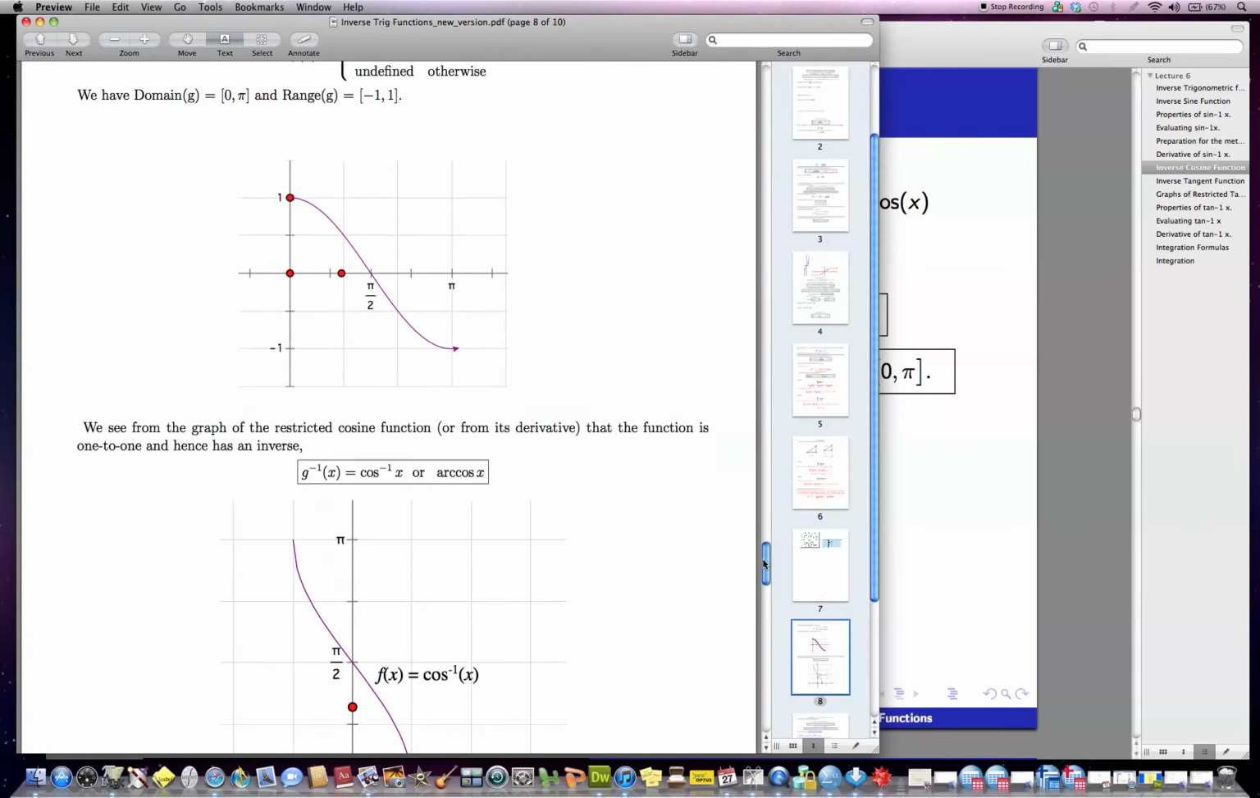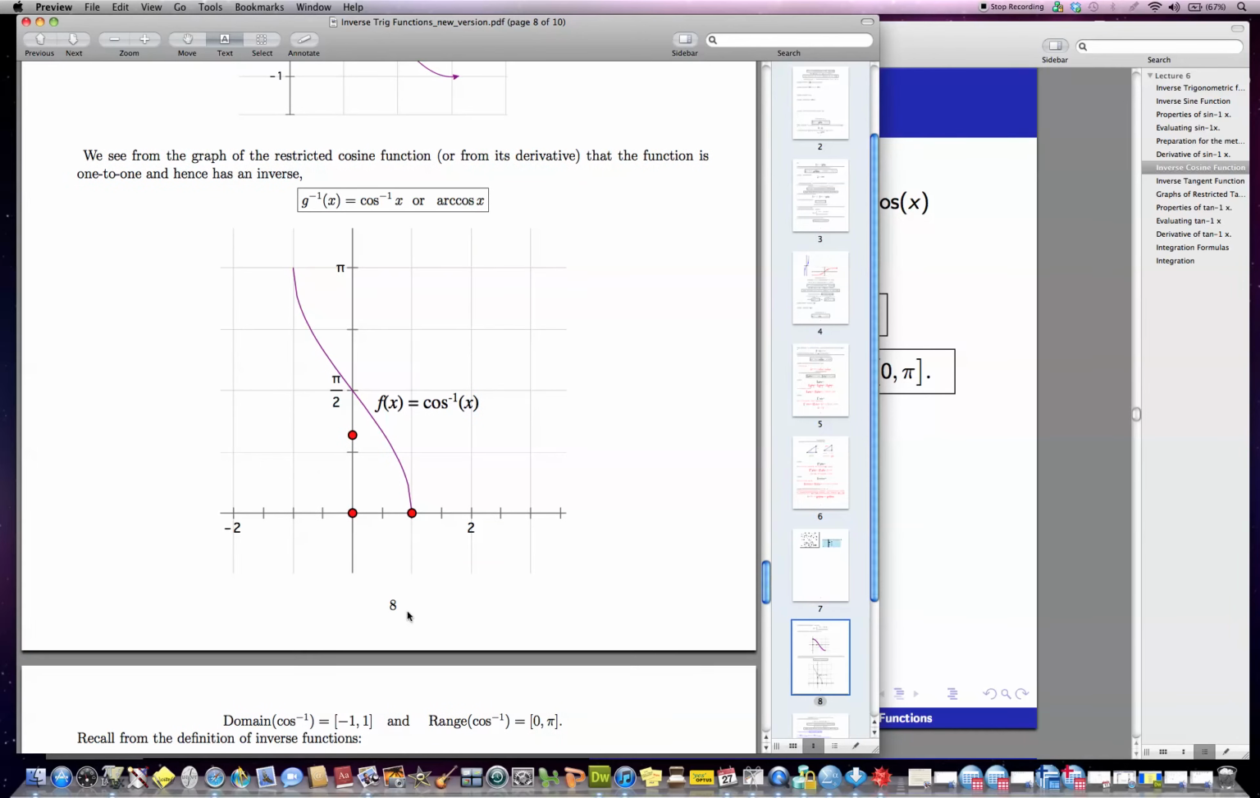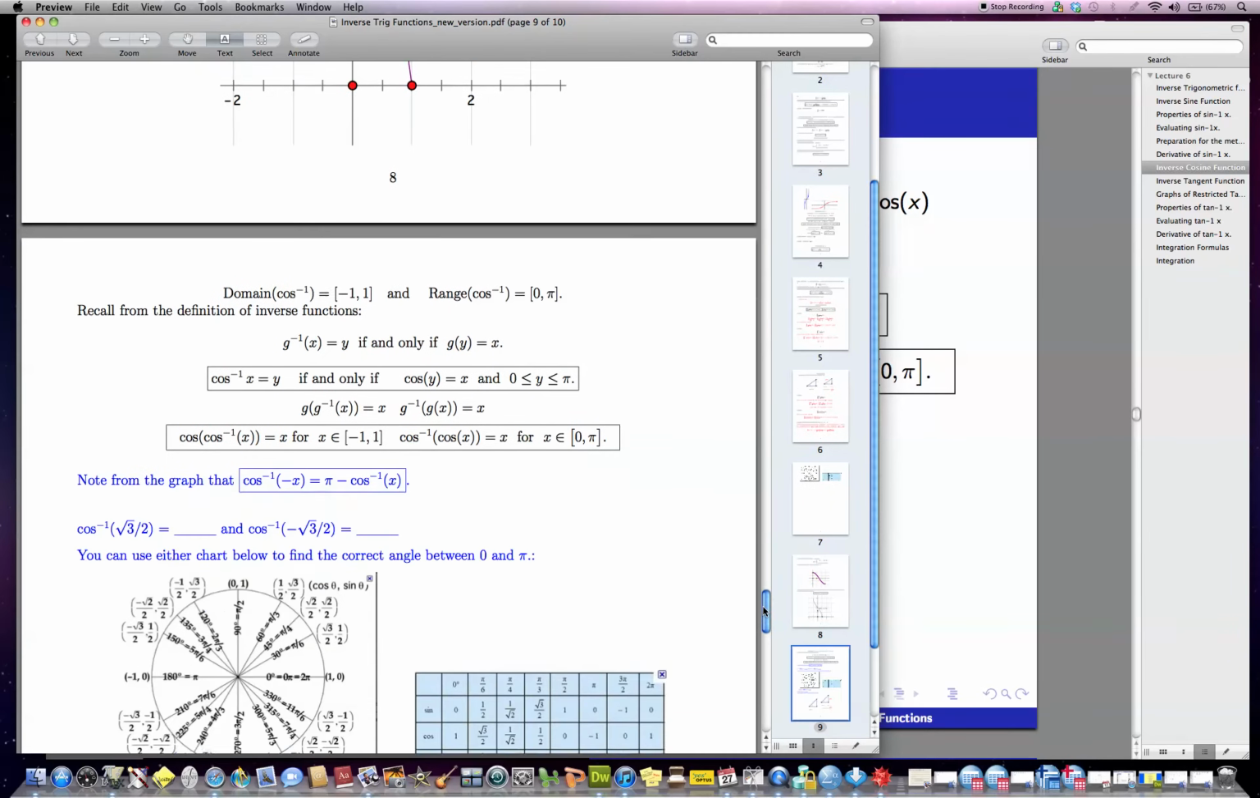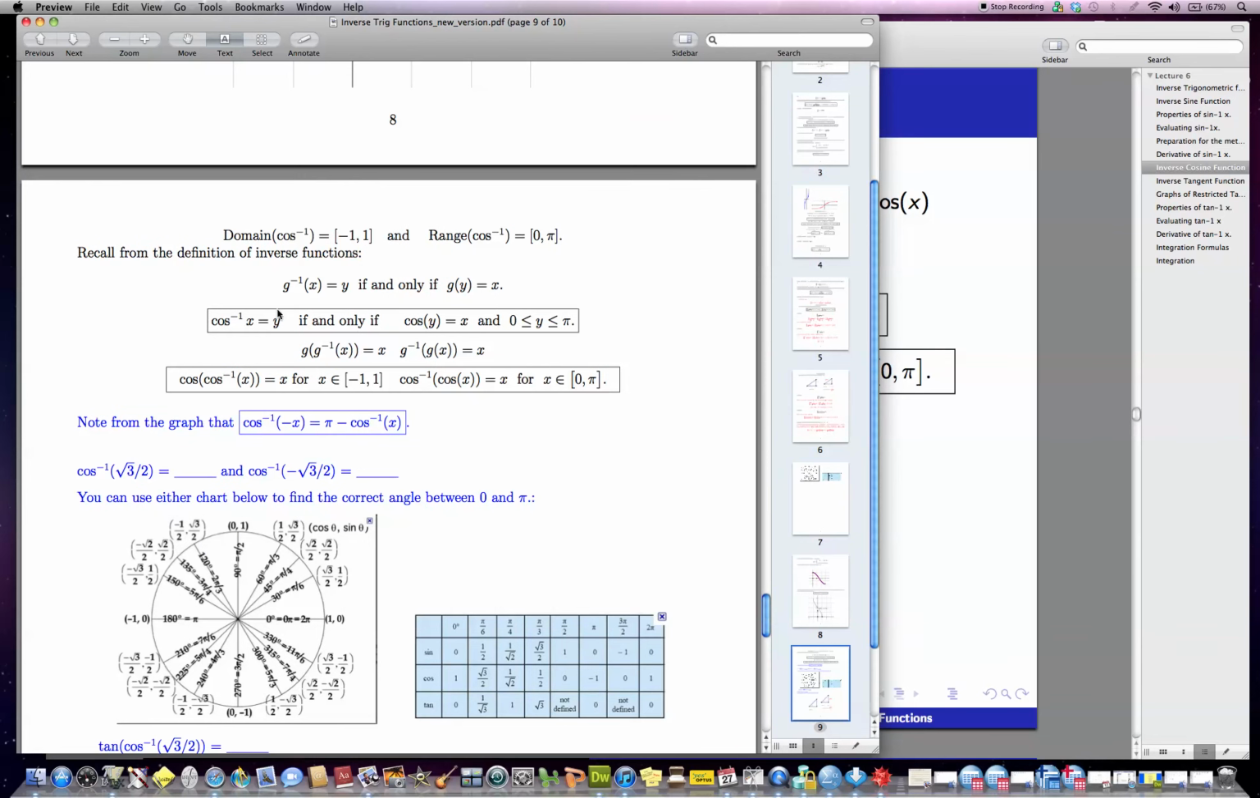to 1. And then if we reflect that graph in the line y equals x, we get the graph of cosine inverse, or arc cosine of x. So arc cosine is the inverse function for the restricted cosine, and this is how it behaves. We have cosine inverse of x equals y. It's the same as saying the cosine of y equals x, and y is between 0 and pi.